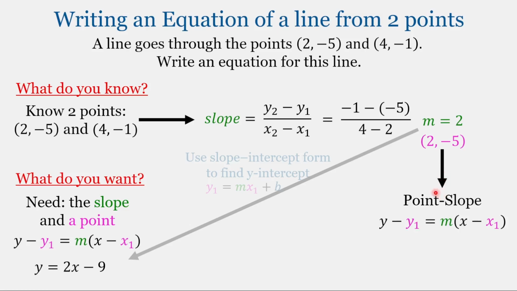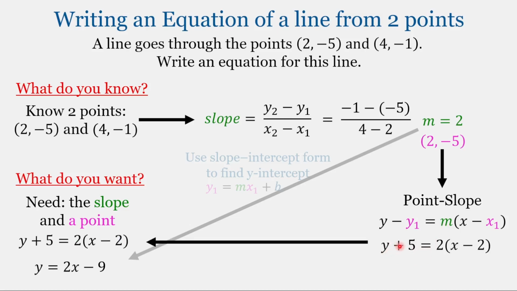So in this case, we're going to use that point-slope form. Again, we do know a point, (x1, y1). I'll use (2, -5). And we know the slope, too. We can plug those values in. So we now have an equation in point-slope form. And then we can convert this to slope-intercept if needed.